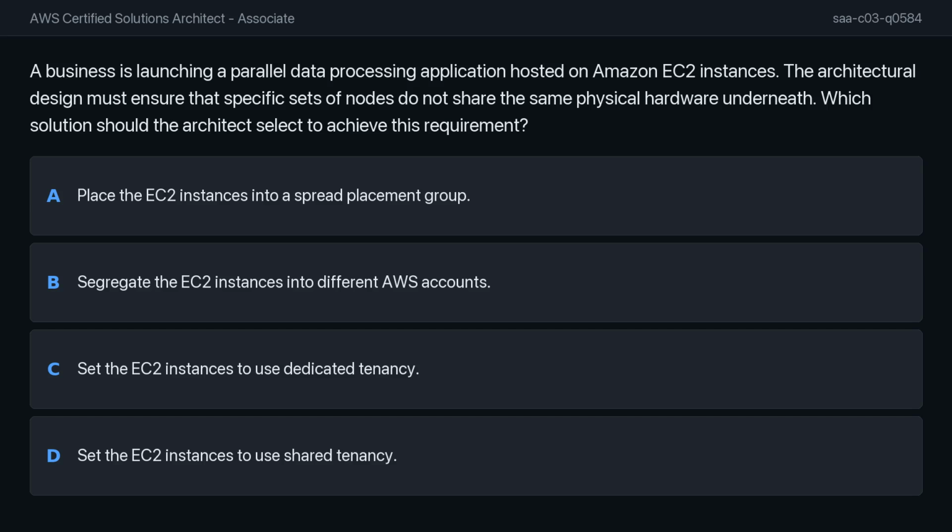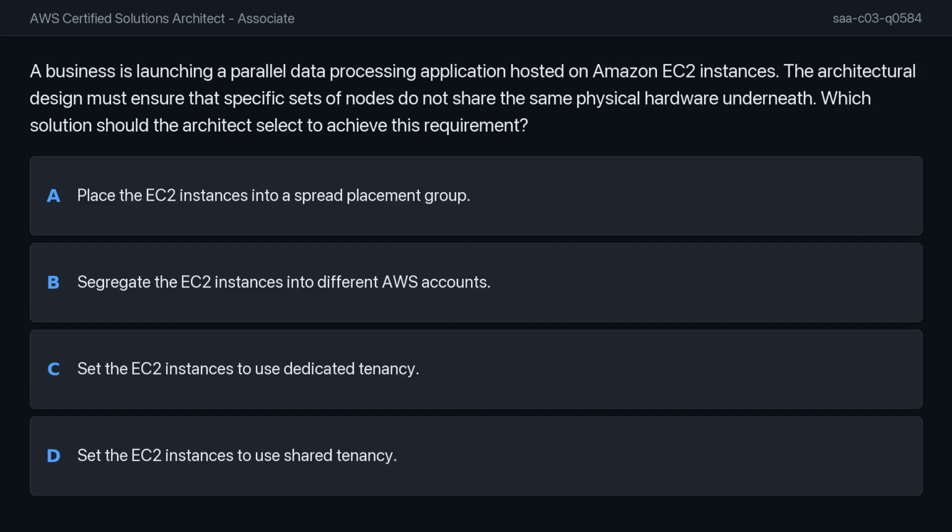A business is launching a parallel data processing application hosted on Amazon EC2 instances. The architectural design must ensure that specific sets of nodes do not share the same physical hardware underneath. Which solution should the architect select to achieve this requirement?